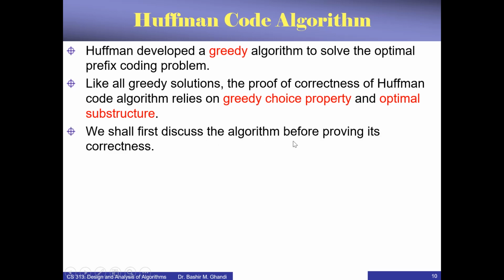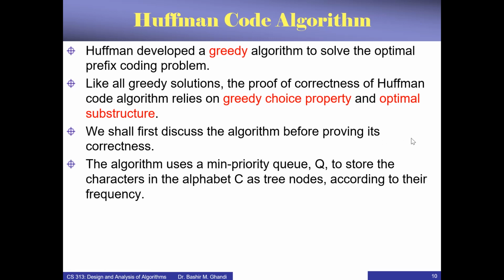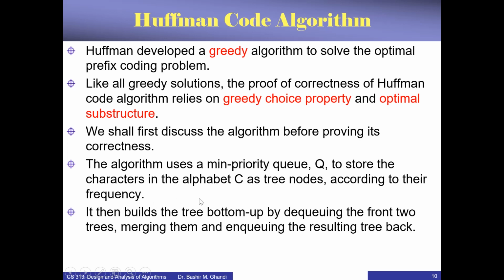We shall first discuss the algorithm before proving its correctness. The algorithm uses a minimum priority queue, a min heap if you like, to store the characters in the alphabet C as tree nodes according to their frequency, as we shall see in the next slide. It then builds the tree bottom up by dequeuing the front two trees, merging them, and enqueuing the resulting tree back into the queue.